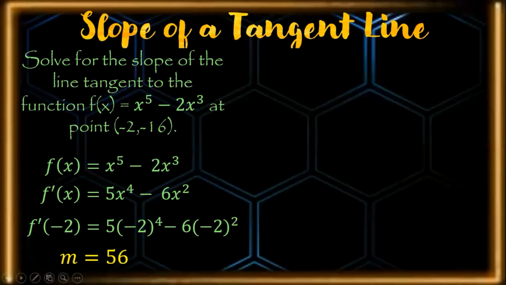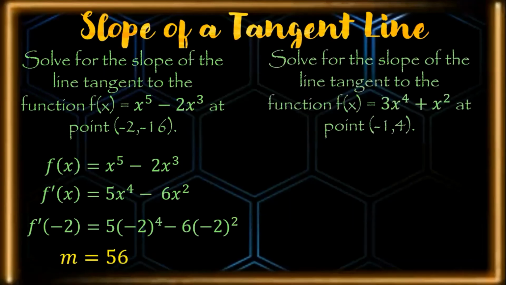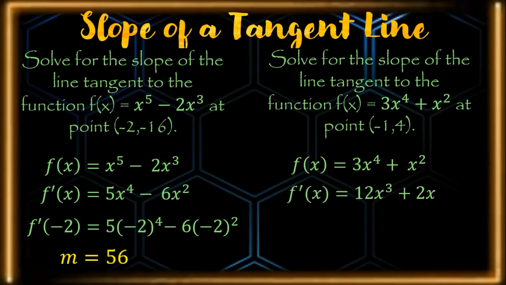Let's have the last example. Solve for the slope of the line tangent to the function 3x to the 4th plus x squared at the given point (-1, 4). So again, the given function is 3x to the 4th plus x squared. Next is to derive. The derivative is f prime of x, which is equal to 12x cubed plus 2x.